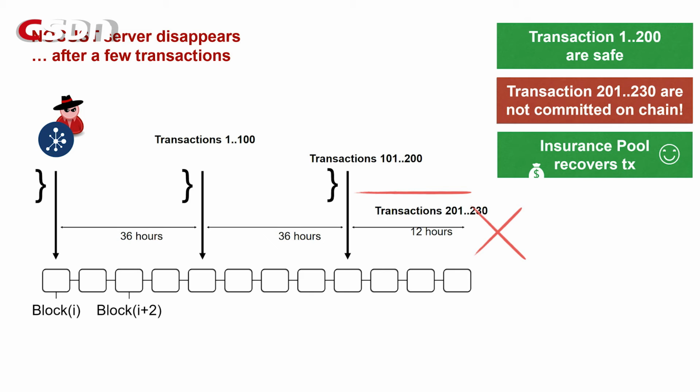However, we have this insurance pool, this collateral. So the users that made these last 30 transactions can go to the insurance pool and get their money back as well.